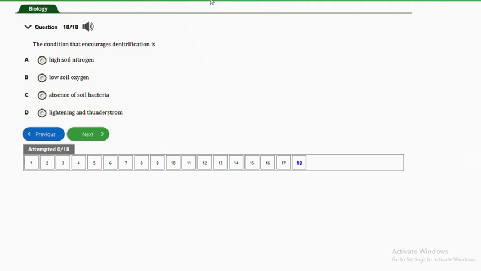So finally guys, let's look at the last question for this video, and that's question number 18. The question says, the condition that encourages denitrification is A. High soil nitrogen. B. Low soil oxygen. C. Absence of soil bacteria. D. Lightning and thunderstorm. So guys, the answer to this question is option B, and that's low soil oxygen. Actually, when oxygen is limited, some bacteria use nitrates to support respiration. So this causes denitrification to occur in anaerobic condition with the presence of denitrifying microorganisms.